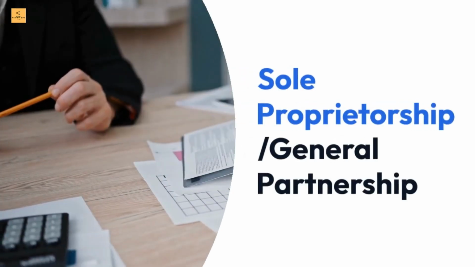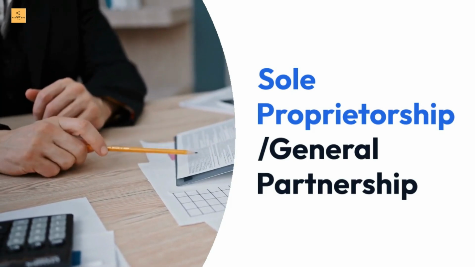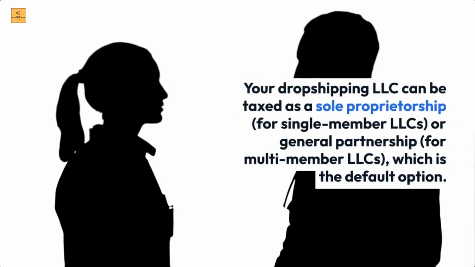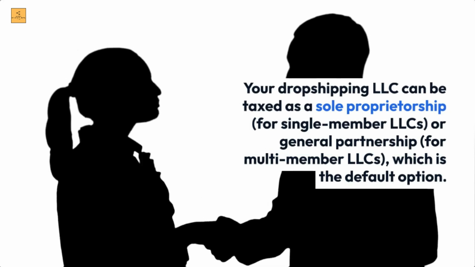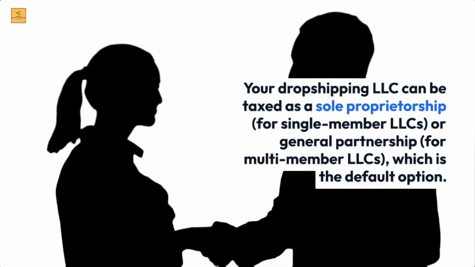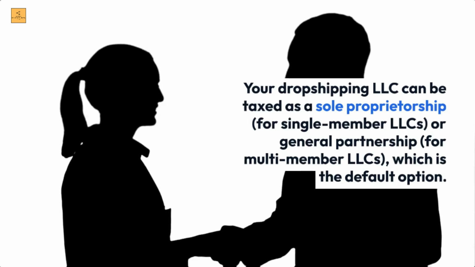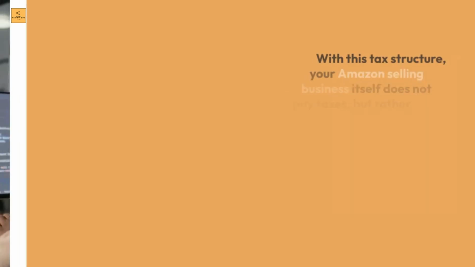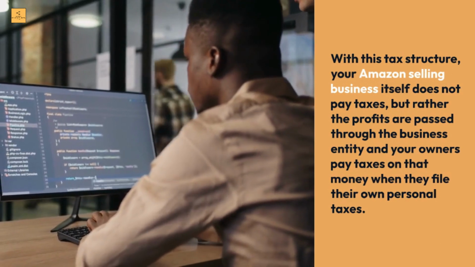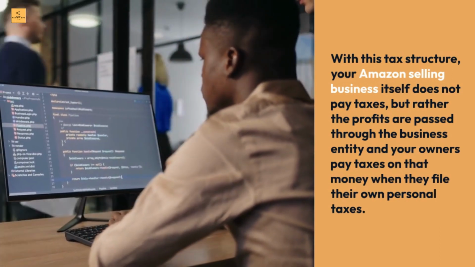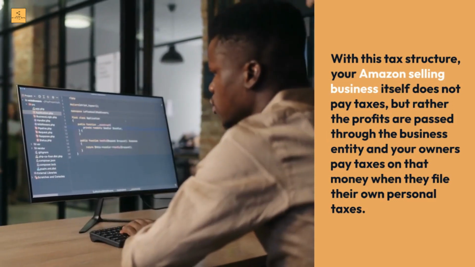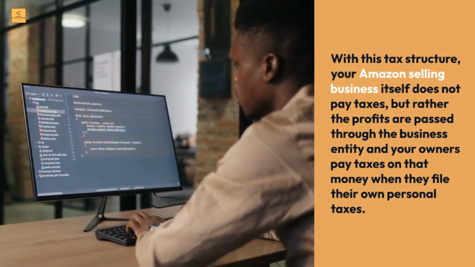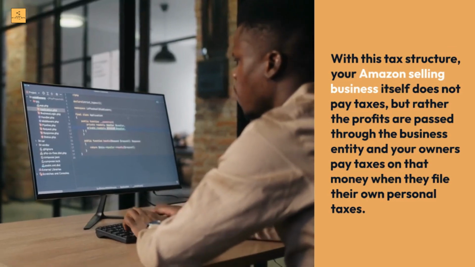Sole proprietorship/general partnership. Your dropshipping LLC can be taxed as a sole proprietorship for single-member LLCs or general partnership for multi-member LLCs, which is the default option. With this tax structure, your Amazon selling business itself does not pay taxes, but rather the profits are passed through the business entity and your owners pay taxes on that money when they file their own personal taxes.